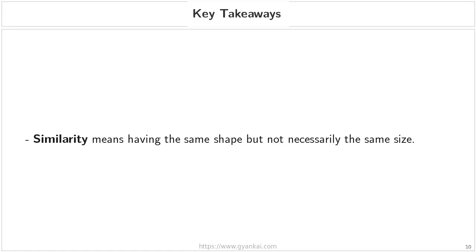Key takeaways. First, remember the fundamental definition. Similarity simply means that 2 figures have the exact same shape, even if they are not the same size. Think back to our discussion on congruency. While congruency requires both shape and size to be identical, similarity focuses only on that constant shape.